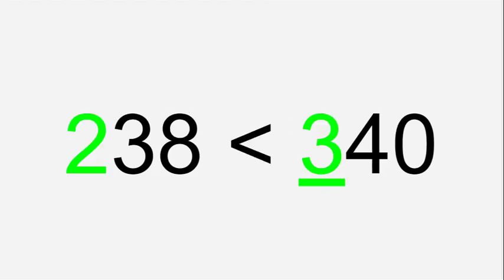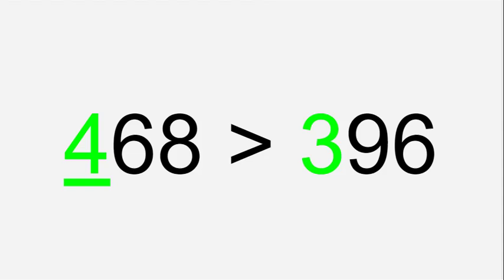The next problem is 238 and 340. Which one is bigger? Both of these numbers have 3 digits, so we will look at the digit in the hundreds place value. We will compare the 2 with the 3. 2 is less than 3, so 238 is less than 340. Check your work.